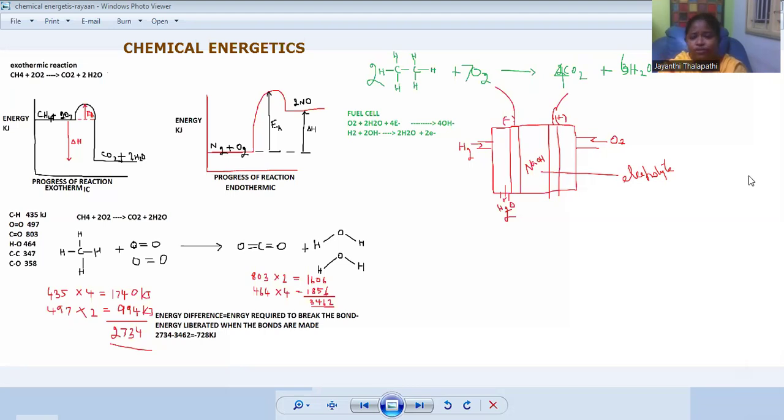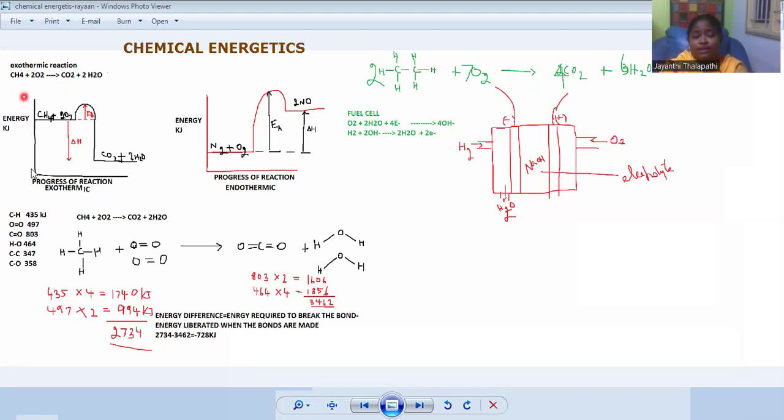Over here I have given one example of an exothermic reaction, methane on combustion. If it's a complete combustion, it liberates carbon dioxide and water vapor. And if it's an incomplete combustion, which means insufficient oxygen, you get carbon monoxide and water. Whatever it is, this reaction is combustion. Combustion is an exothermic reaction, which liberates heat energy.